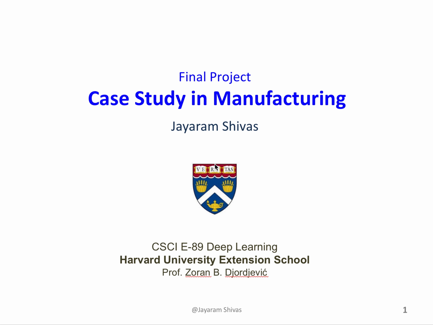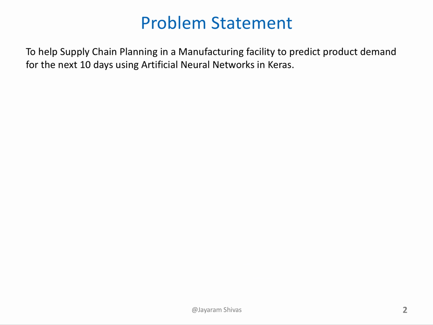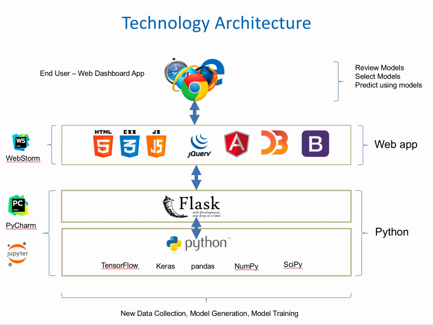My name is Shivas Jairam, and I'm going to talk about using artificial neural networks in a use case in manufacturing. So, what we're going to build is a system which supply chain planning folks in a manufacturing facility could use to predict the amount of products going to be shipped in the coming weeks.